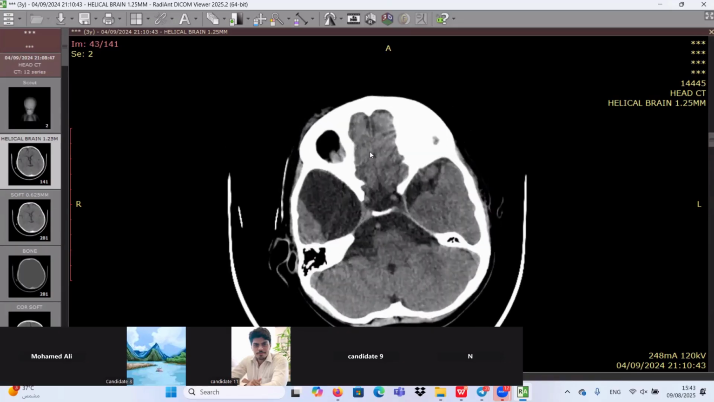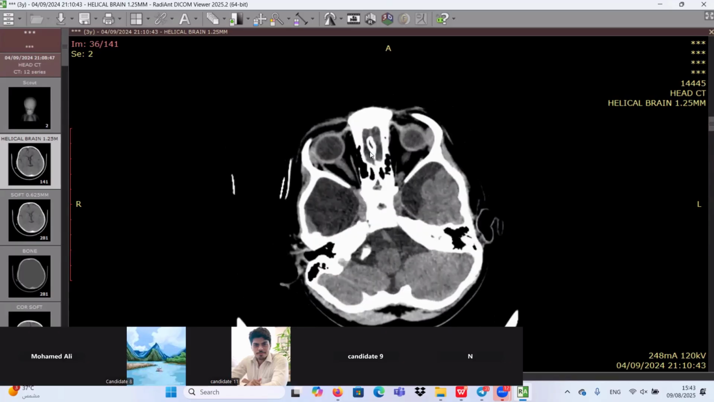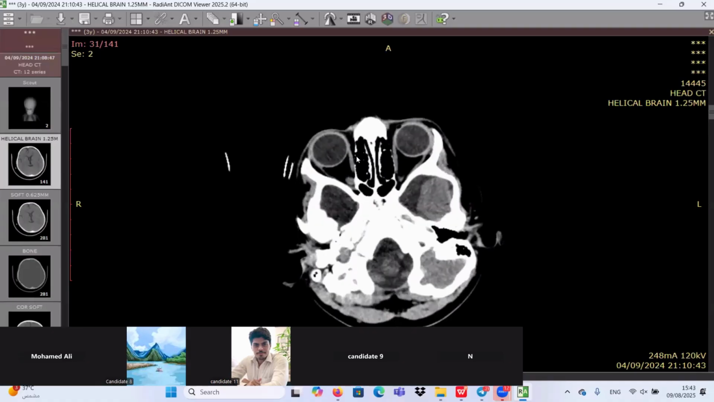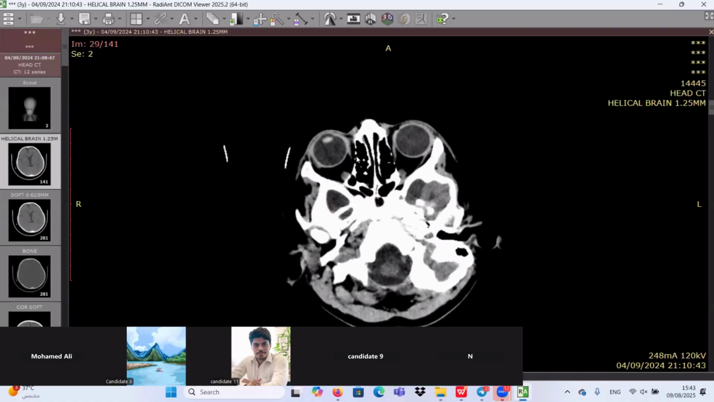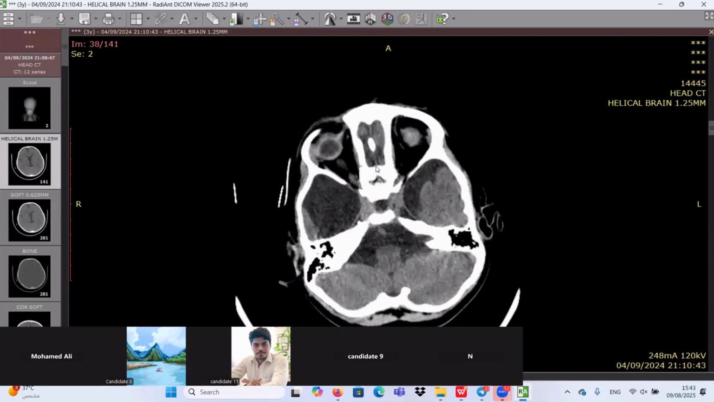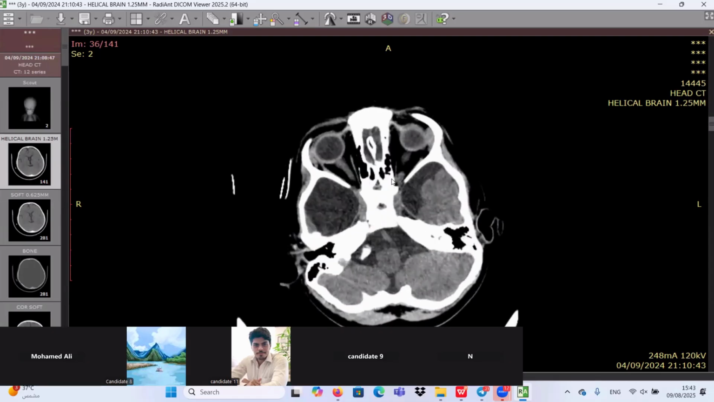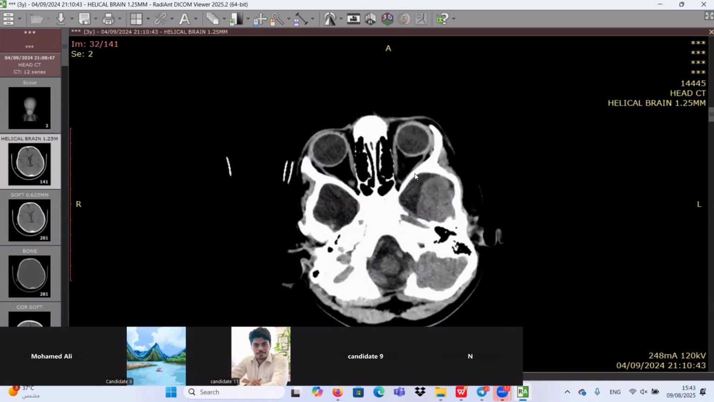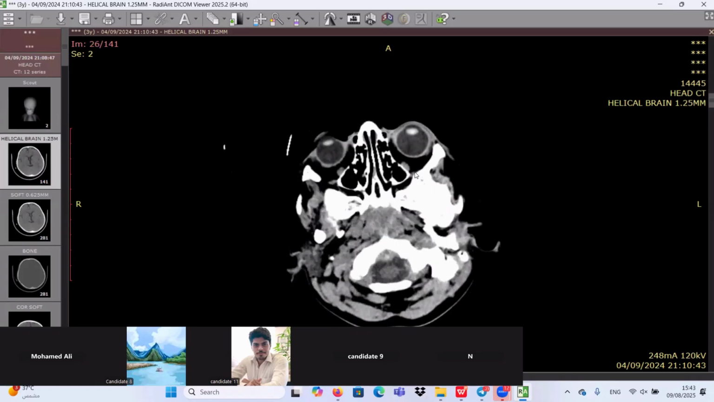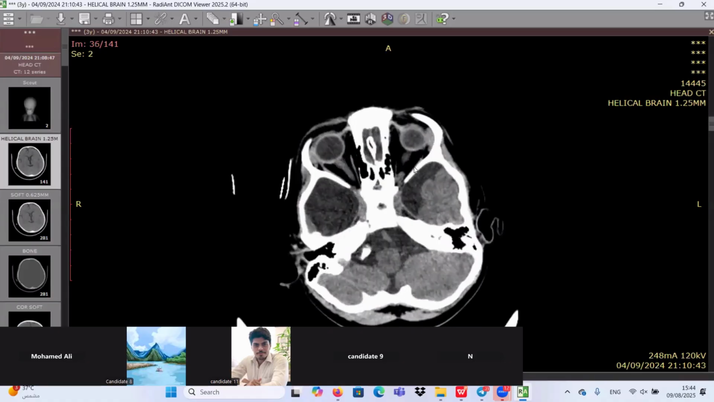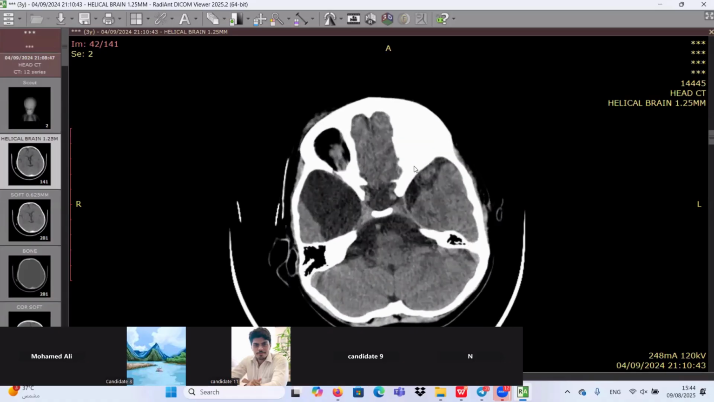I would look at the orbits for any injury. There is no significant soft tissue swelling along the right orbit. The globes and muscles appear normal. There's no definite fracture here. I would ask for the bone window to look for any small fractures along the skull base and along the skull bones. There's no definite abnormality in the orbits or any soft tissue swelling along this region.